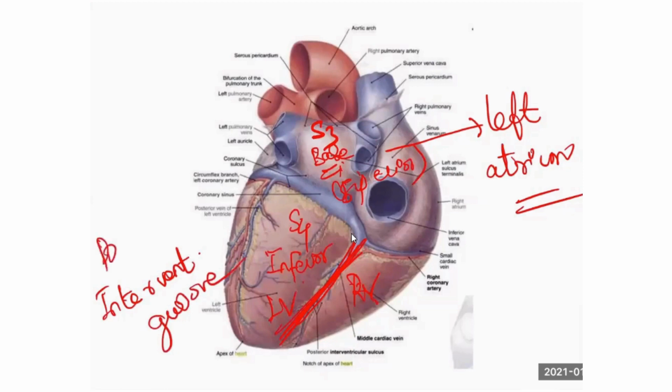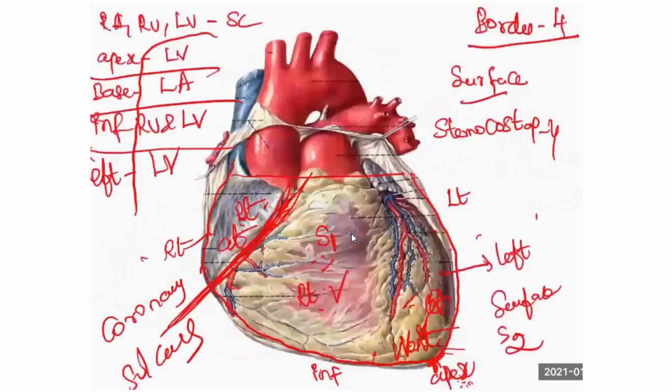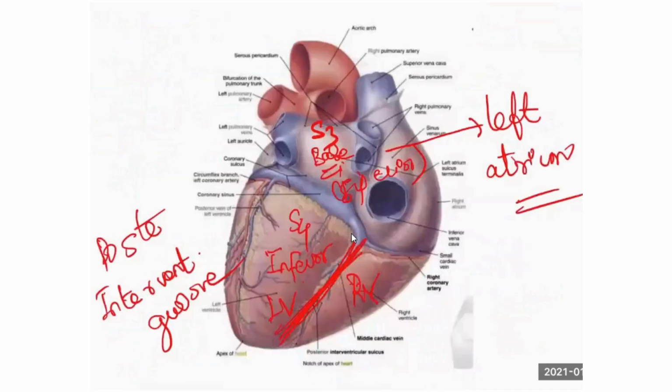Posterior. So this is posterior interventricular groove, which is present between the right ventricle and left ventricle. Again, there is one more groove here. In general, you can say right ventricle and left ventricle are separated anteriorly by the anterior interventricular groove, and posteriorly by the posterior interventricular groove. You understand, right?